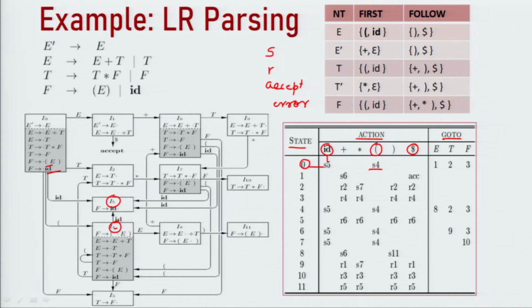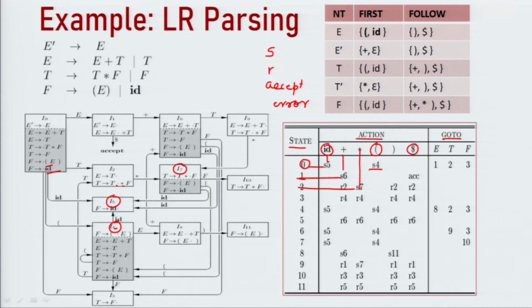Similarly, we will look at I1. Now, we will find where we have, like here, just right of the dot we have plus, right. So, with respect to plus we are moving to I6. So, for 1 and plus, here we will write shift 6. Now, similarly we can complete all shift entries. If we go to I2, just after the dot we have multiplication. So, for 2 and multiplication, with respect to multiplication we are moving to I7. So, here for 2 and multiplication we will write S7, right.